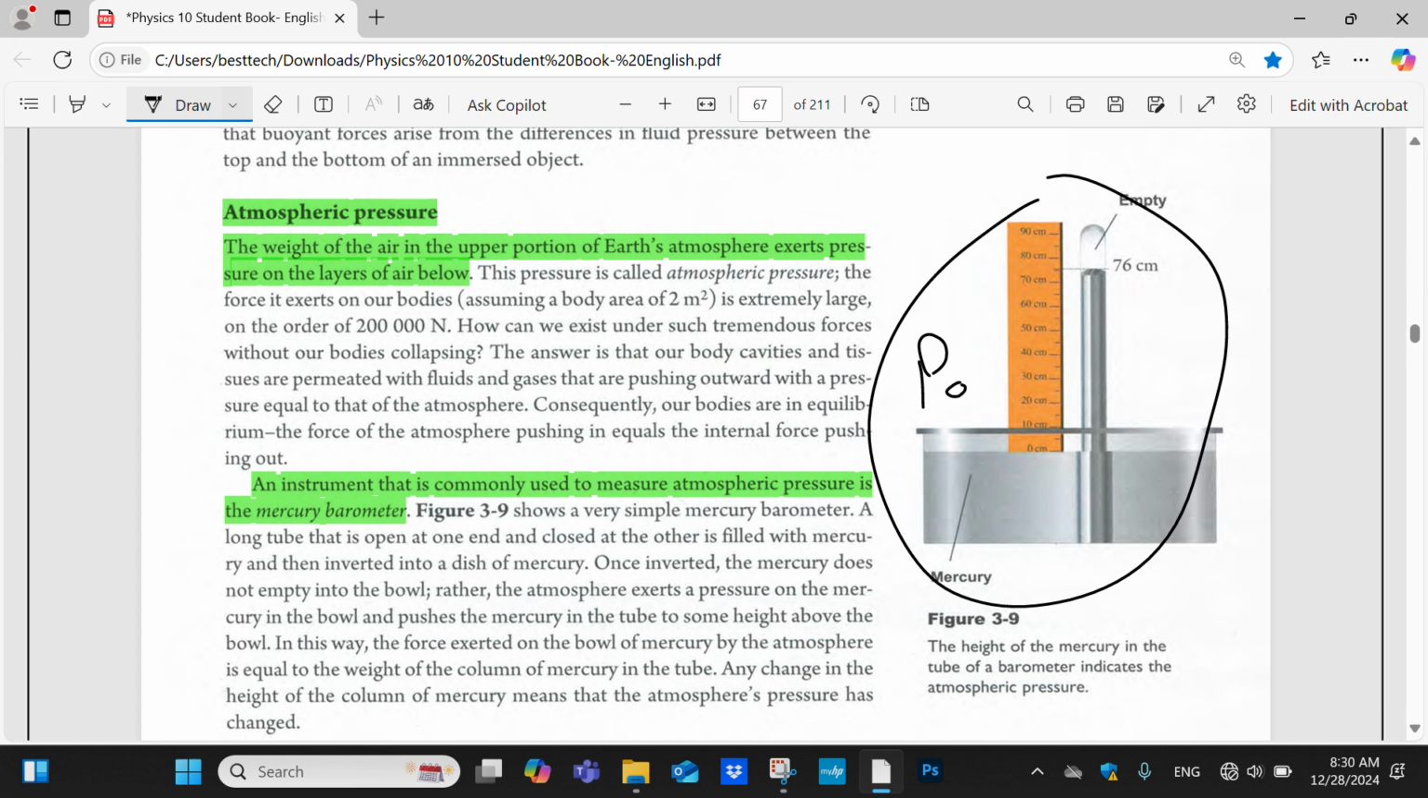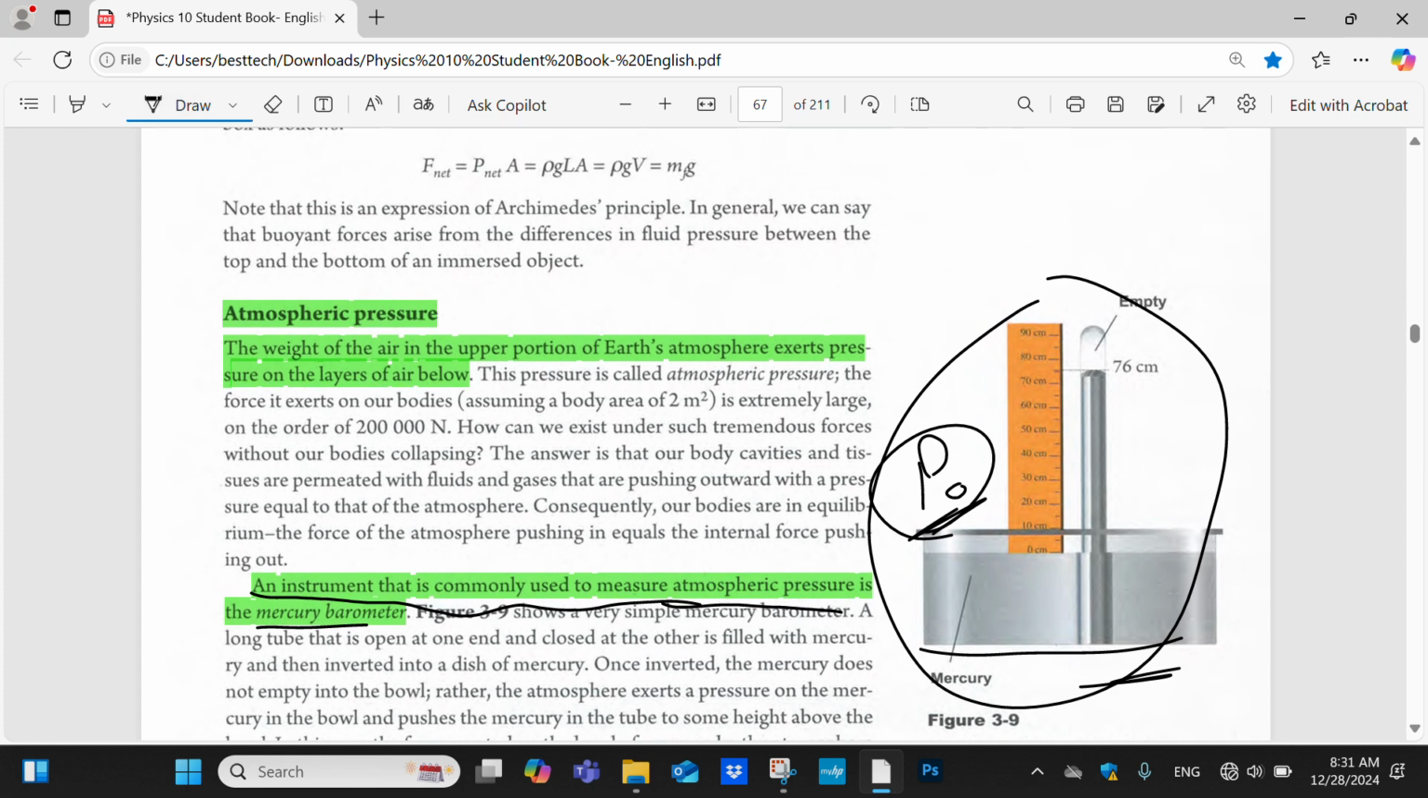How can we actually find the number? I gave you an example of the number for atmospheric pressure, but how can scientists find it? They find atmospheric pressure by using this device. This device, called a mercury barometer, is used to measure and determine the atmospheric pressure. It is an instrument commonly used to measure atmospheric pressure.